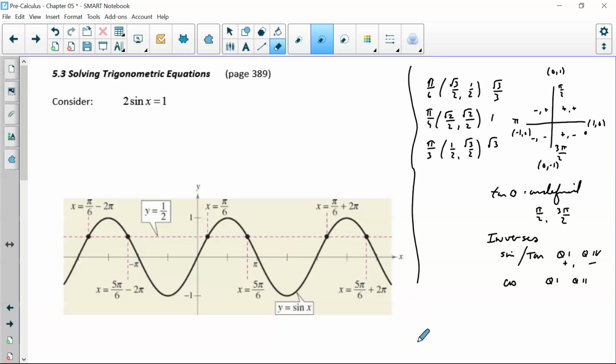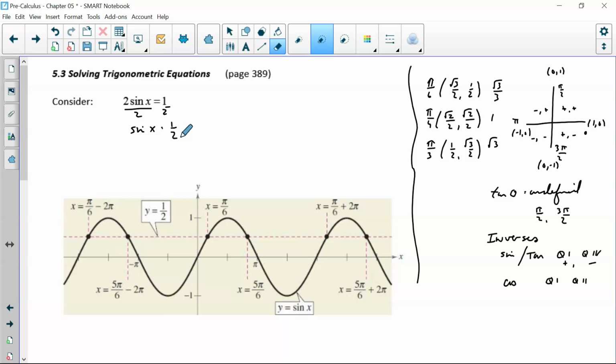Now, looking at 2 sine of x equals 1. We're going to isolate the sine of x. So we're going to divide both sides by 2. So we get that the sine of x equals 1/2.